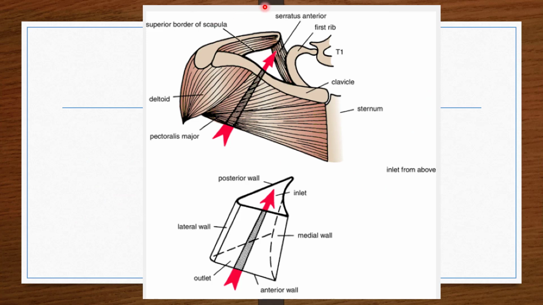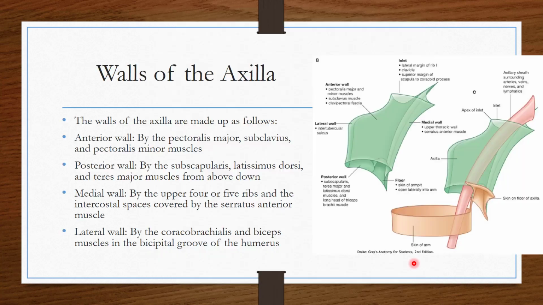See here in this diagram, they have shown the apex or the upper end of the axilla. Medially, it is bounded by the outer border of the first rib. Anteriorly, it is bounded by the clavicle, and posteriorly, it is bounded by the superior border of the scapula. See here, this is the superior border of the scapula. We have the anterior wall of the axilla, the lateral wall, the medial wall, and the posterior wall of the axilla along with the apex and the base of the axilla. Apex is also called the inlet of the axilla, and the base or floor is also called the outlet or the lower end of the axilla.